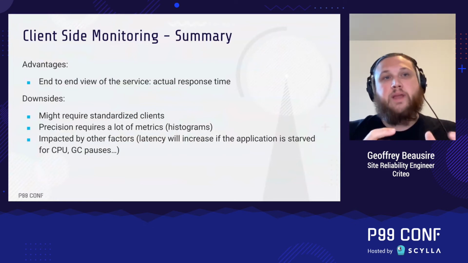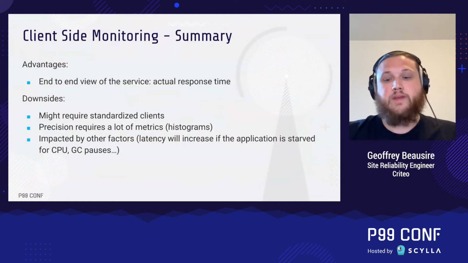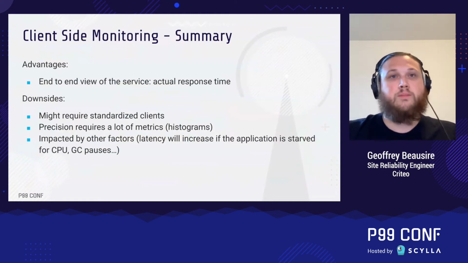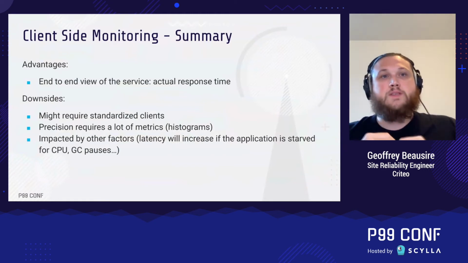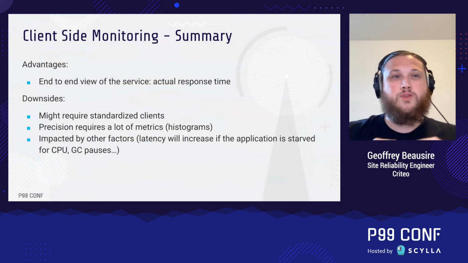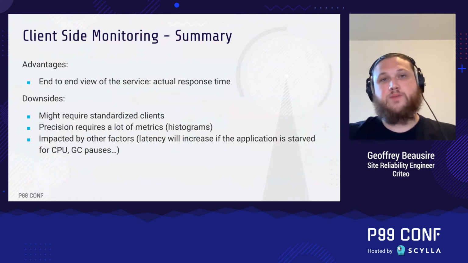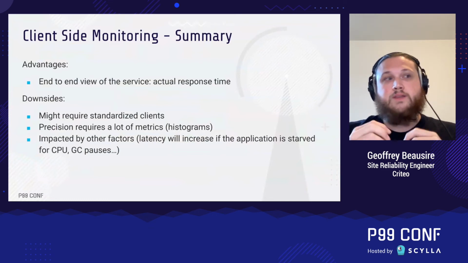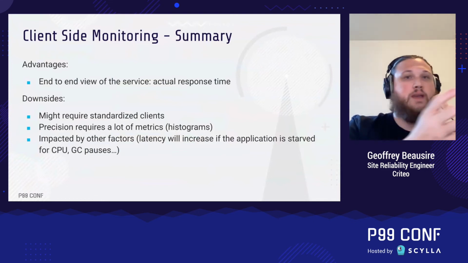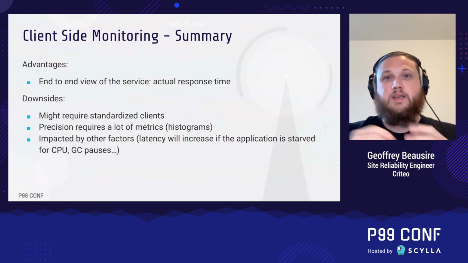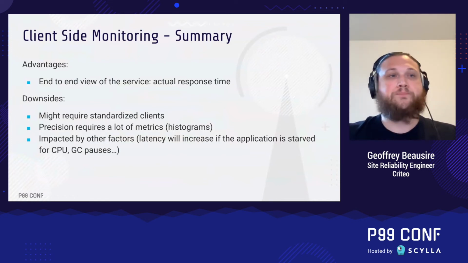The downside is that it might require standardized clients. If you have many clients and they are using different languages, it might be hard to have a standardized way to consume the metrics, but it might not be easy. Also, precision tends to require a lot of metrics. For example, if you're using Prometheus histograms, they amplify the number of metrics by 10 or 20 compared to averages. So if you have thousands of clients, it can create a lot of metrics.